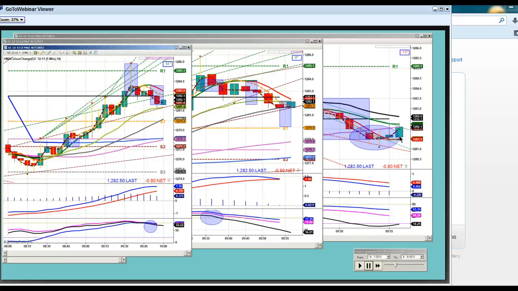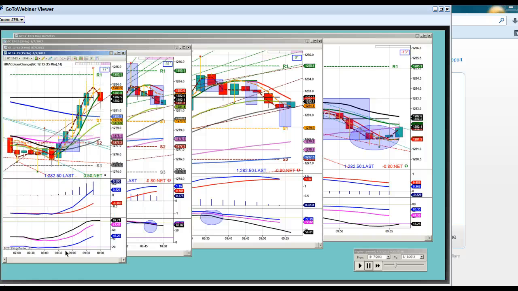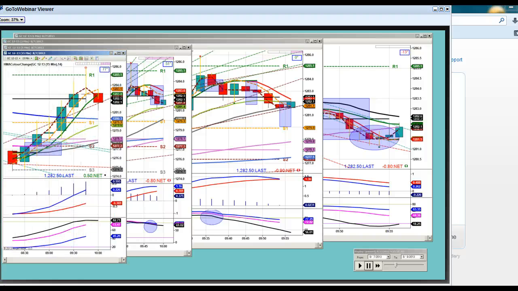So if the 13 crosses here, another clue to look for at this stage is to bring in your 15-minute chart. This is where I'm checking my 15-minute chart. If I see that its HMA is caught up to the price, okay, I'm going to be watching this candle real time, to see if it stays red.